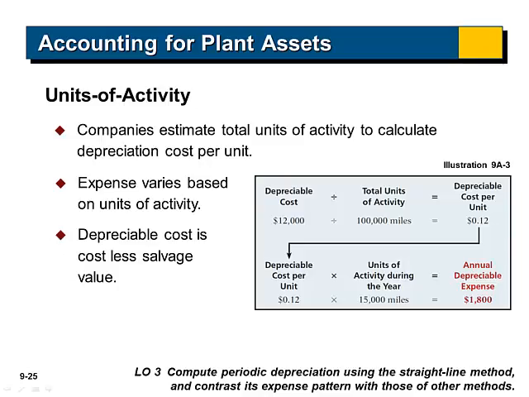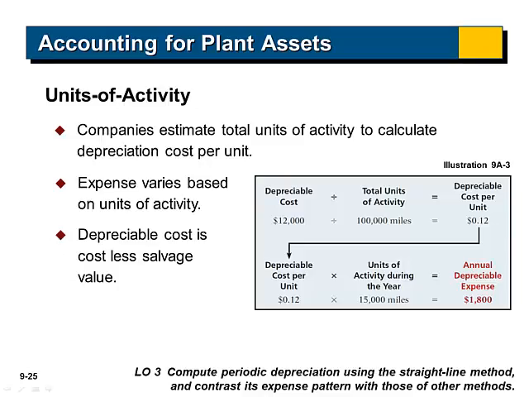So if you think about a truck, it naturally wears out as you use it. So in years that you drive the truck a lot, you may want to depreciate it more. So this units of activity method kind of matches the depreciation expense that you record on your financial statements with the actual usage of that asset.